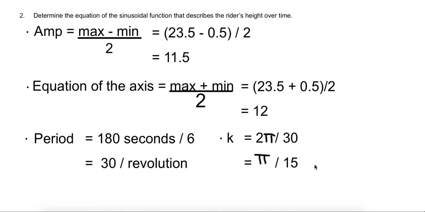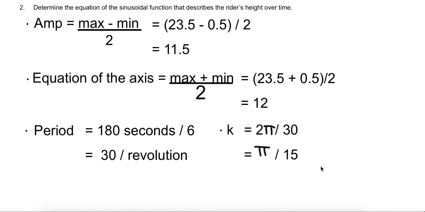So now the only thing that you're going to need to solve for is your C and D value, so your phase shift and vertical translation. Everything else has been given here. When you're done that, you can start working on the worksheet for today.